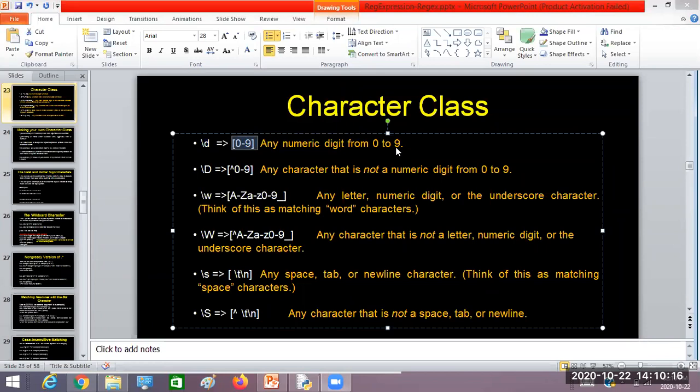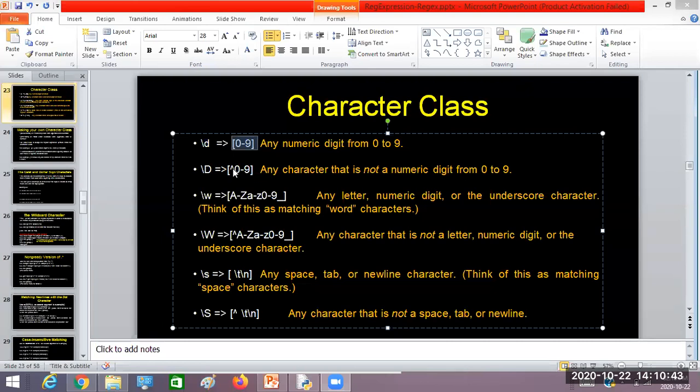Backslash small d matches a single digit from 0 to 9, right? Then backslash capital D. Look here, it is nothing but the alternative form of this backslash capital D: square brackets, caret, 0 to 9. What is the meaning of this caret symbol within the character class? Later I will discuss more on that one.